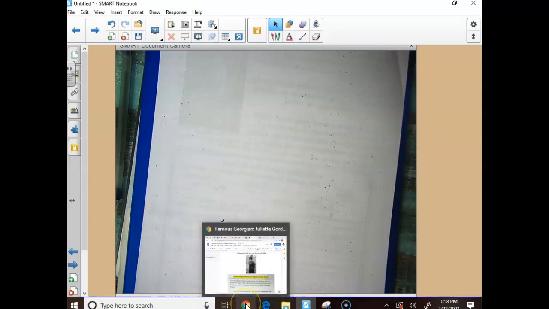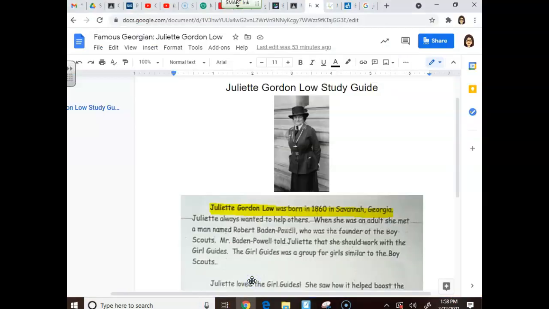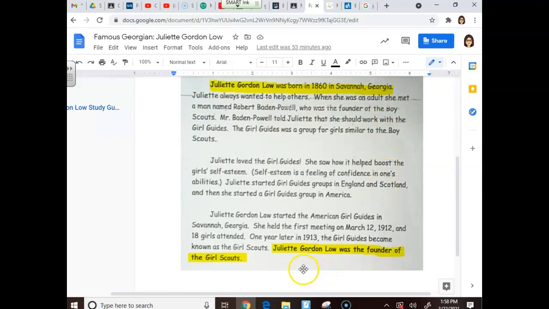Now, we're going to stop there in the lesson today, but we are going to go over the most important facts about Juliette Gordon Low. All right, because on Friday you will have the test. So we're going to stop with her getting married today with the big story, but just some overall facts that you need to know. All right, Juliette Gordon Low is a famous Georgian. The reason why? She is the founder of the Girl Scouts. That is the most important piece of information that you need to learn.